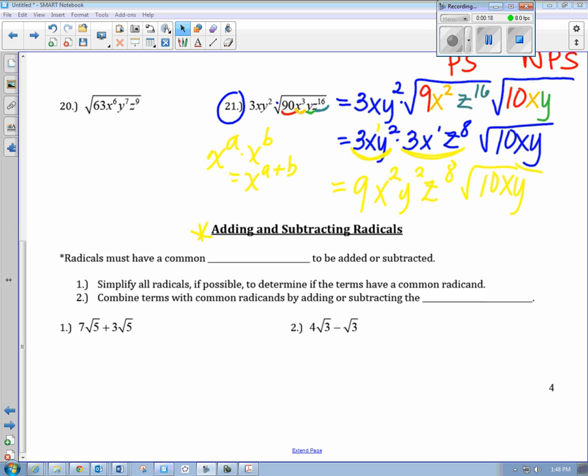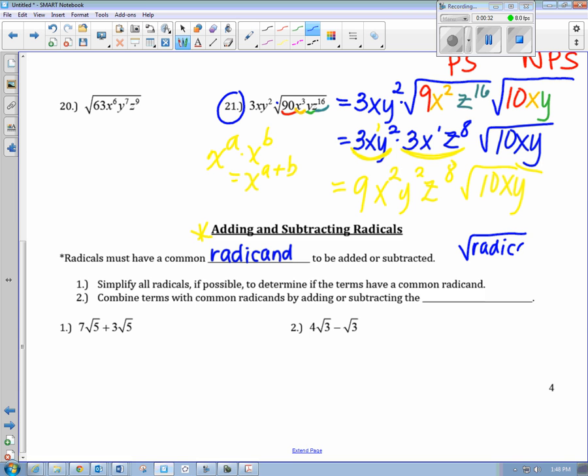So if we're adding and subtracting radicals, radicals must have a common radicand in order to be added or subtracted. And radicand, by definition, is whatever you have underneath the radical. So what's underneath the radical is called the radicand. In a way, radicals are like fractions, where you have to have a common denominator to add and subtract. We have to have a common radicand here in order to add or subtract these.